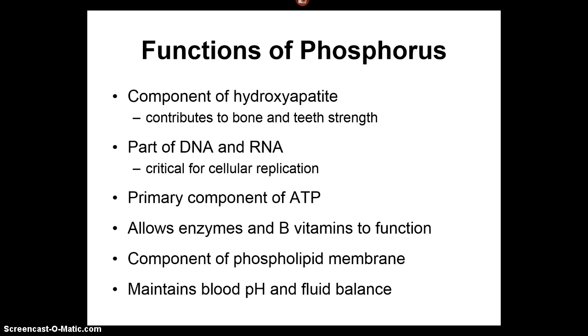Phosphorus is important because it's actually part of all of our DNA and RNA. It's part of ATP. It helps in the Krebs or the TCA cycle in allowing ATP to generate from B vitamins, and it's a component of the phospholipid membrane, and it helps maintain blood pH and fluid balance.